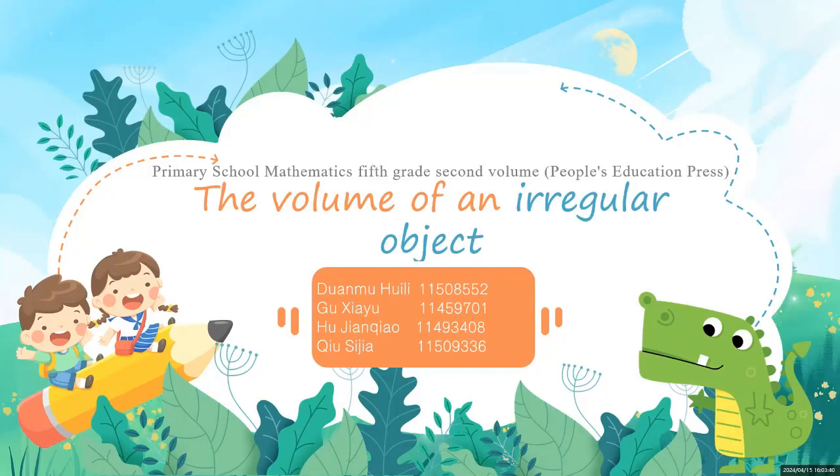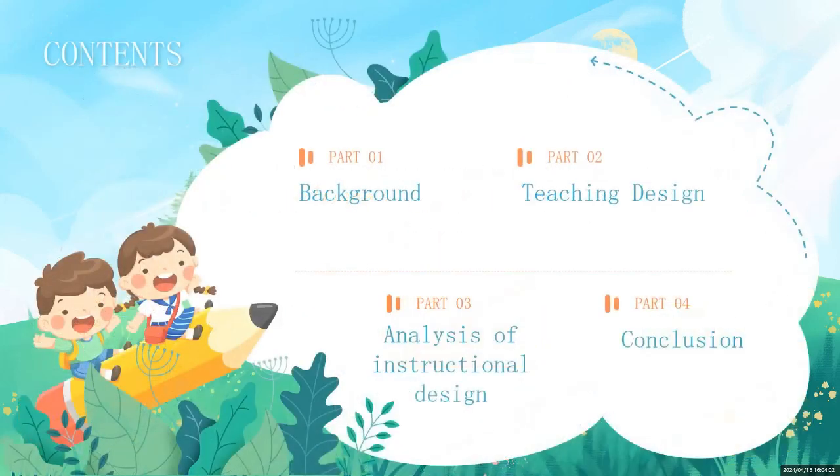Good evening, everyone. Our object of study is the volume of irregular objects, which is based on primary school mathematics, 5th grade, 2nd semester, People's Education Press. Our group members are 端木惠利, 顾夏雨, 胡剑桥, and 邱思佳. And our presentation will be divided into the following 4 parts.